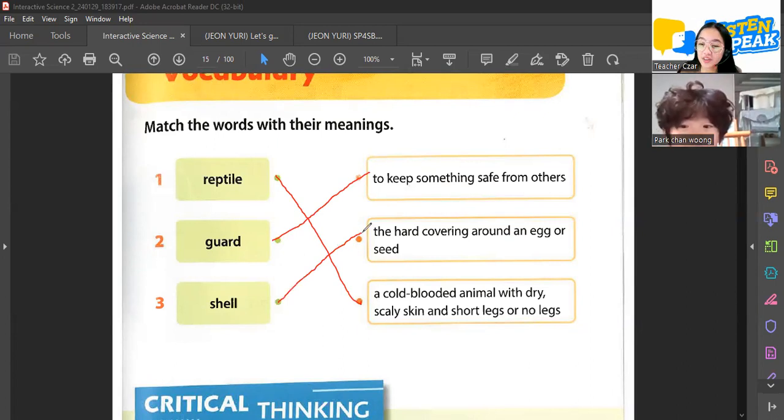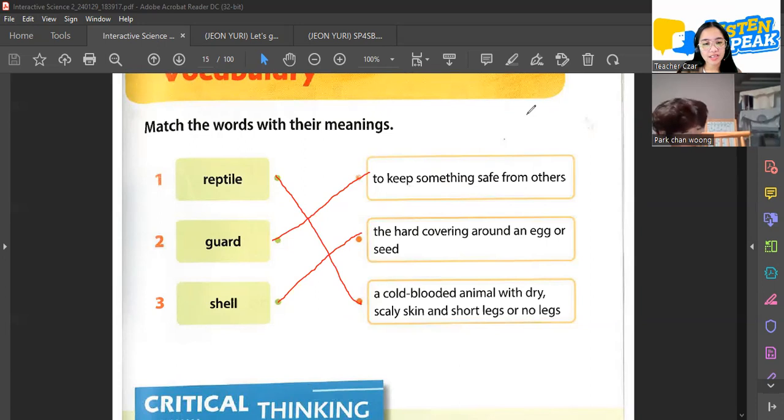Okay, now let's talk about reptiles. So, a reptile again is a cold-blooded animal with dry and scaly skin, or they have scales. So, Evan, can you please try to give three reptiles? Chameleon. Okay, chameleon, and the snake. Snake. And this one, what is this? A lizard. Okay, very good.